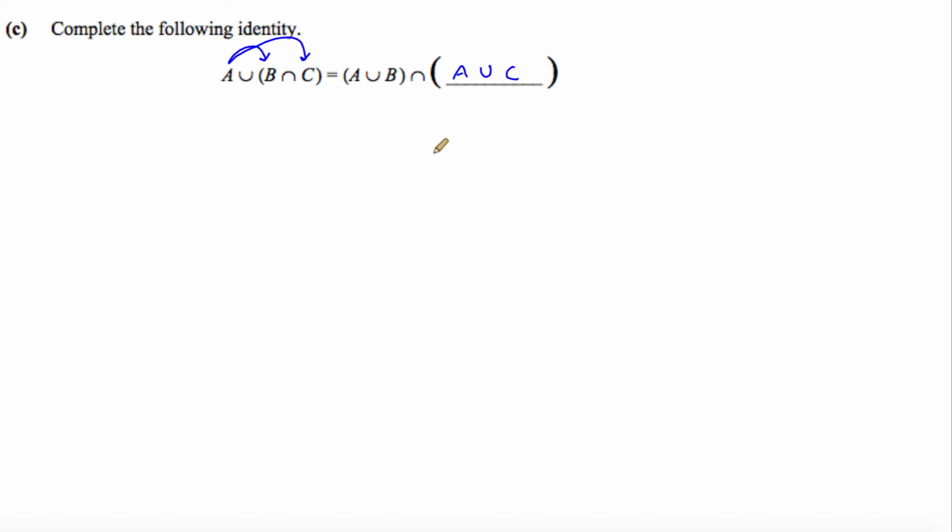So we can see there that A union B is the first bit and A union C is the second bit, and the intersection then is in the middle. And that's the end of the question.